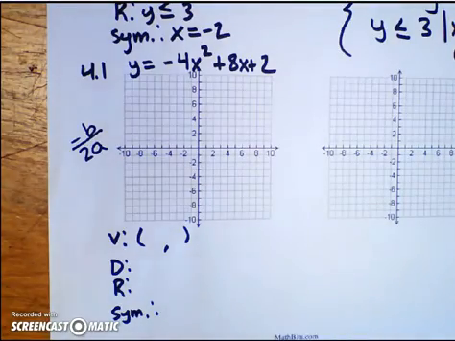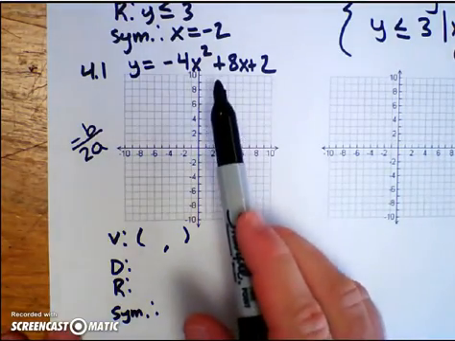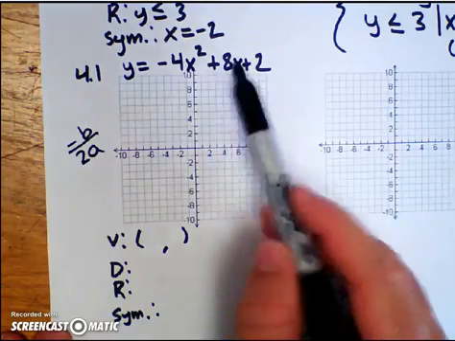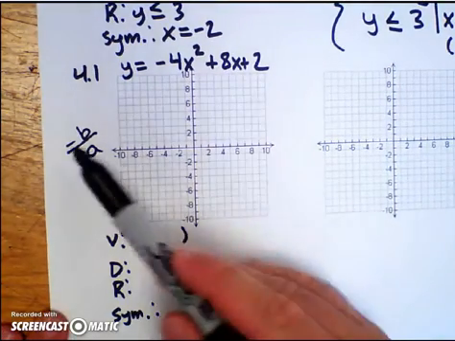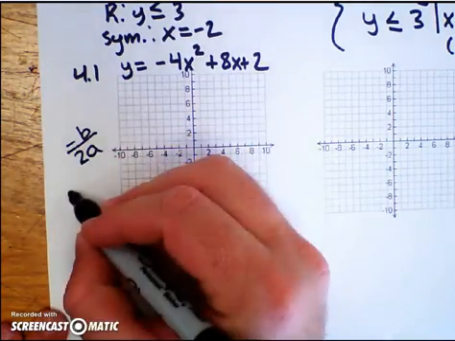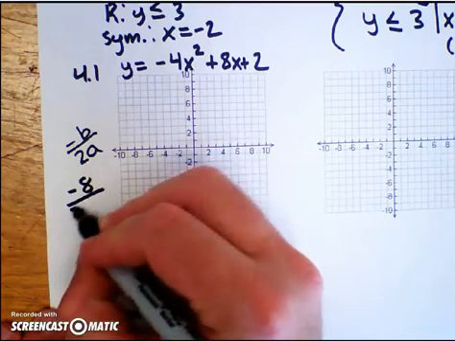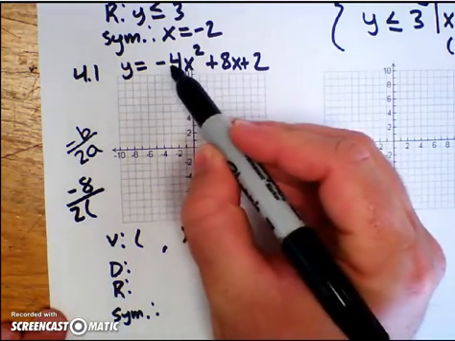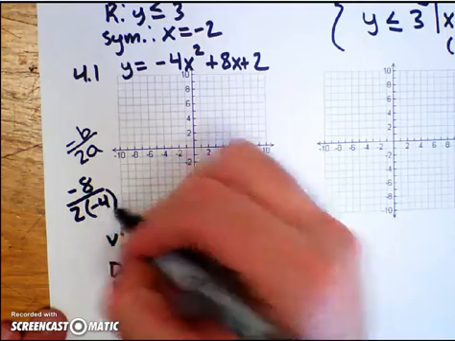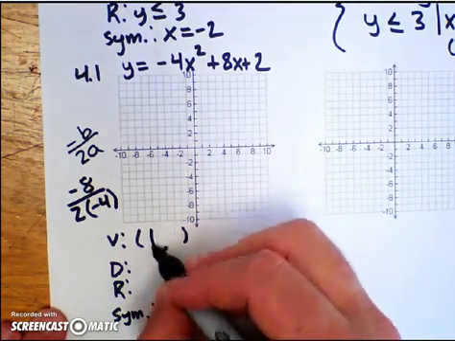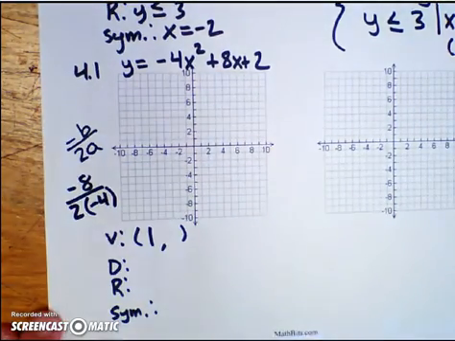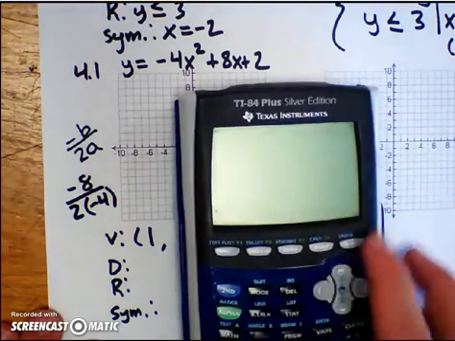All right, for this one, the first thing you want to do is find the x value of the vertex using this formula. So my b is 8. The opposite of that is the negative b part. It's negative 8 over 2 times a, which is negative 4. When you reduce that down, you get a positive 1. That's the only thing you have to do by hand. The rest of it, put it in your calculator.